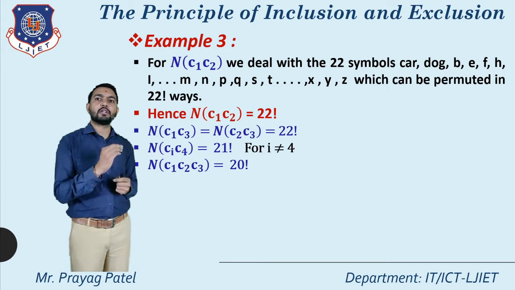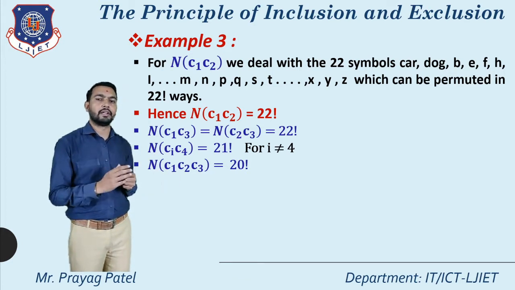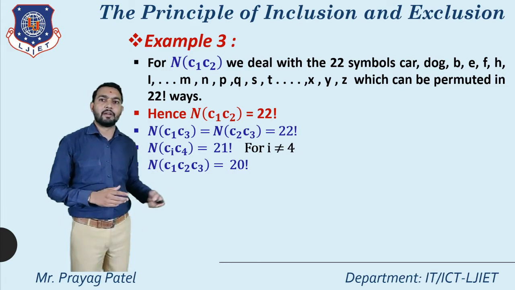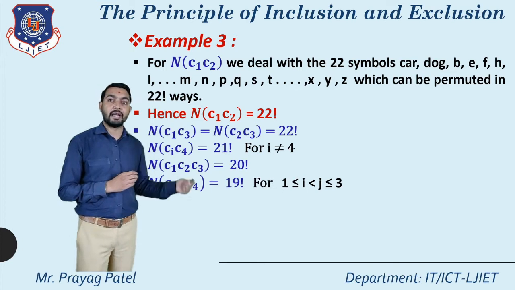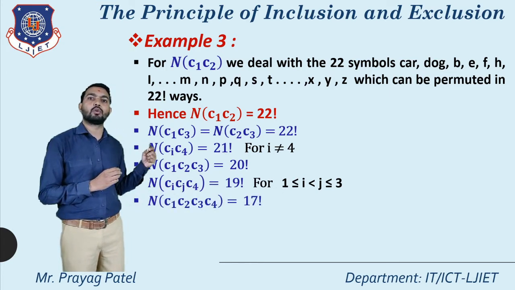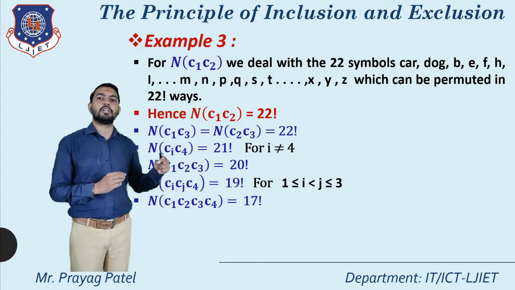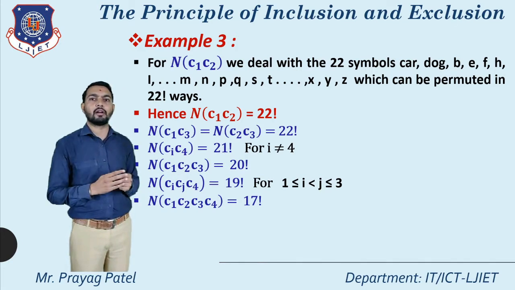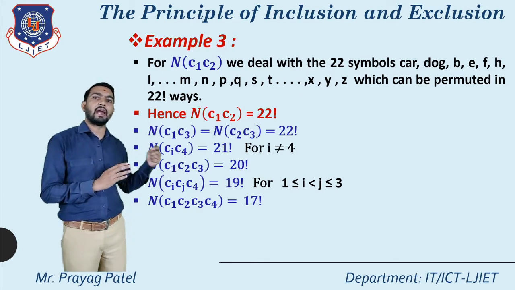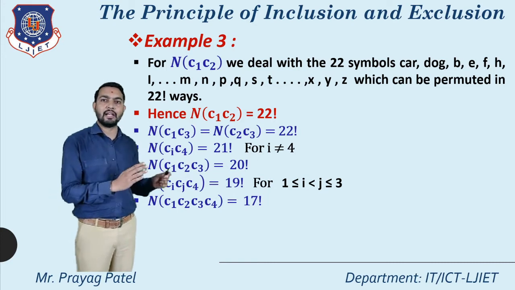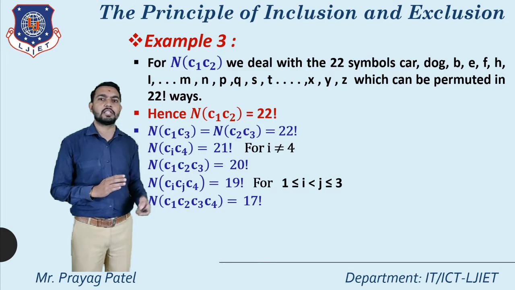Now N(C1 C2 C3), that means including the 1, 2 and 3 patterns, our value is 20 factorial. In the same way, N(Ci Cj C4) equals 19 factorial for 1 ≤ i < j ≤ 3. And the last one is N(C1 C2 C3 C4). If we include all four patterns, then with the remaining symbols and the included symbol, we get 17 different symbols. So 17 factorial is available for N(C1 C2 C3 C4).